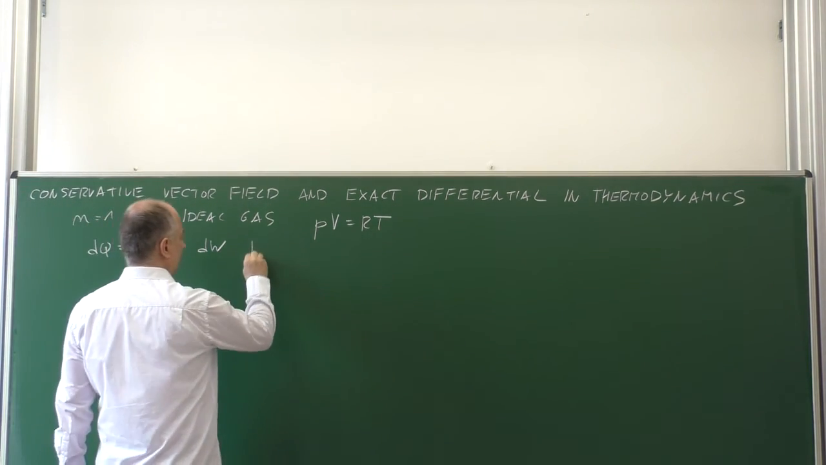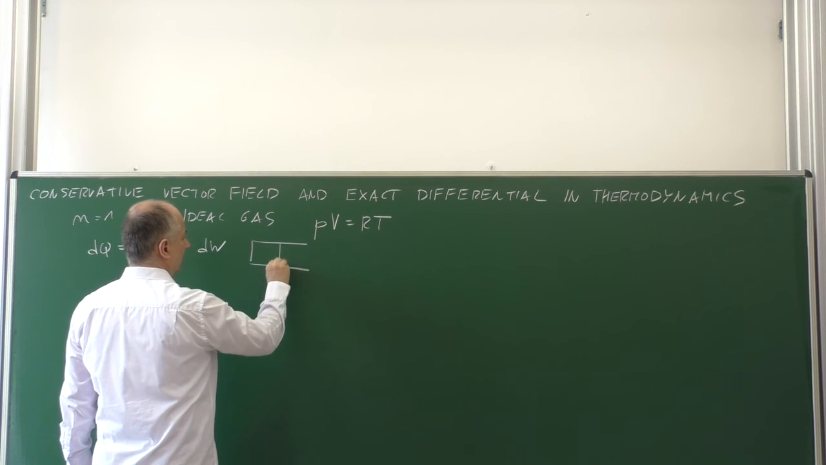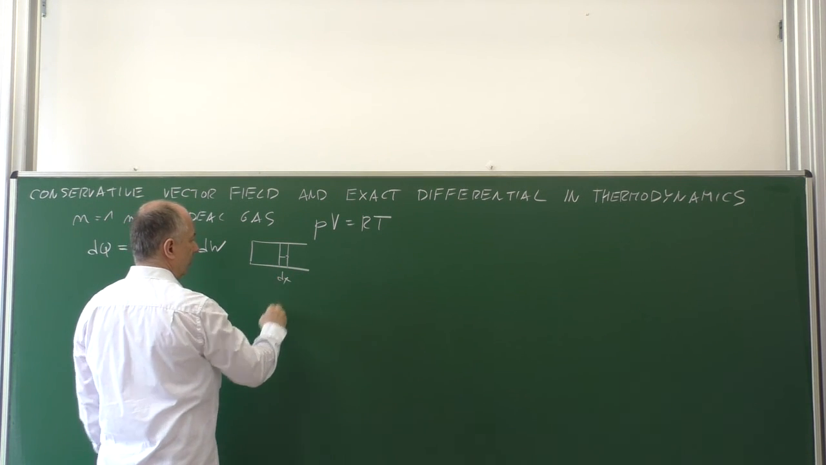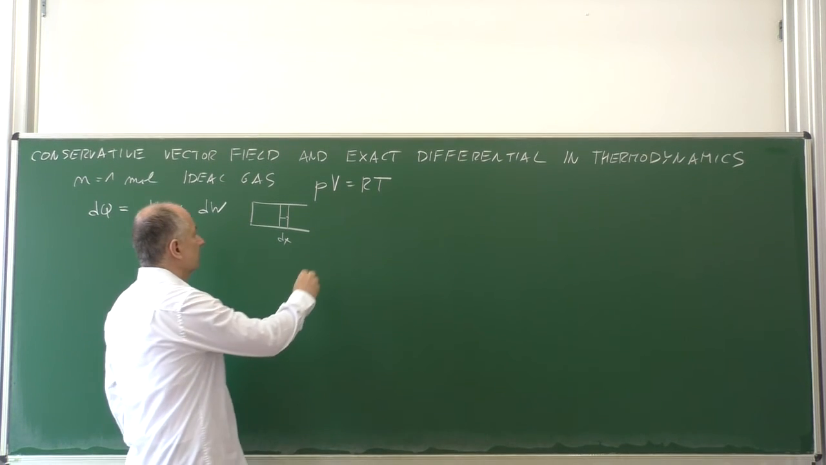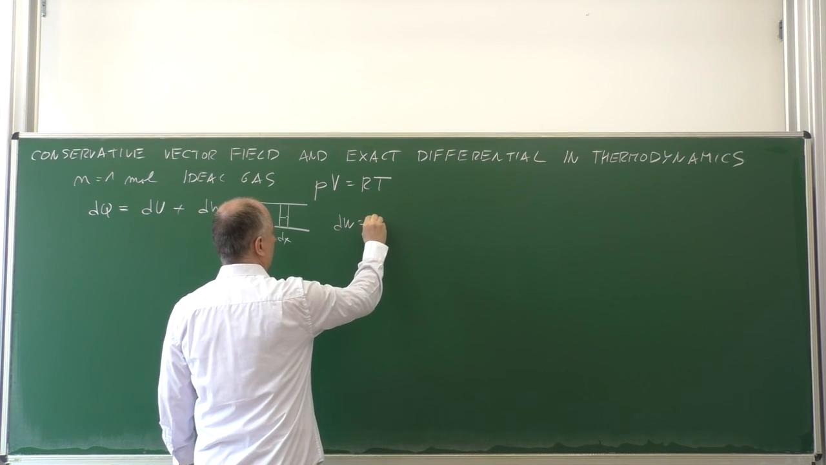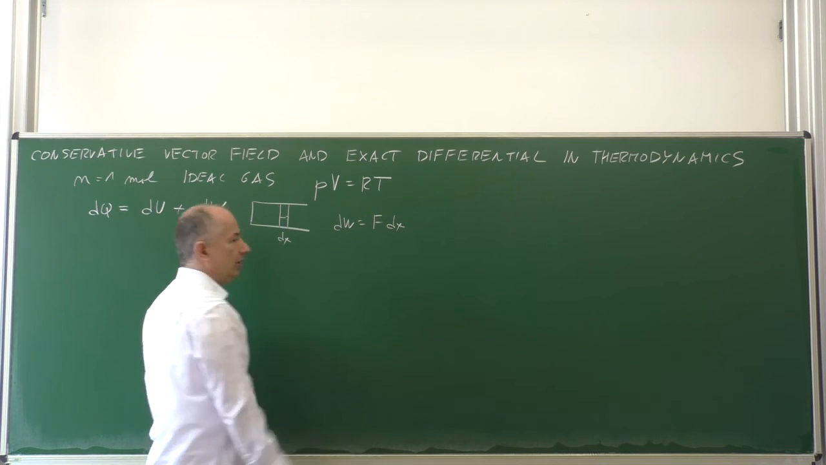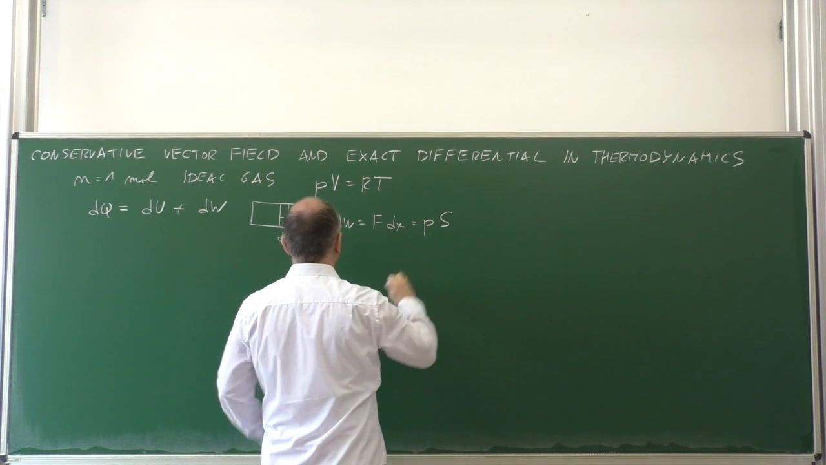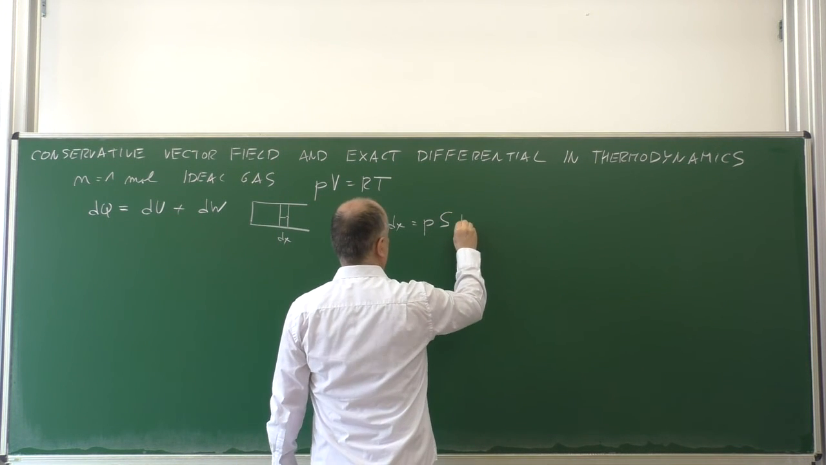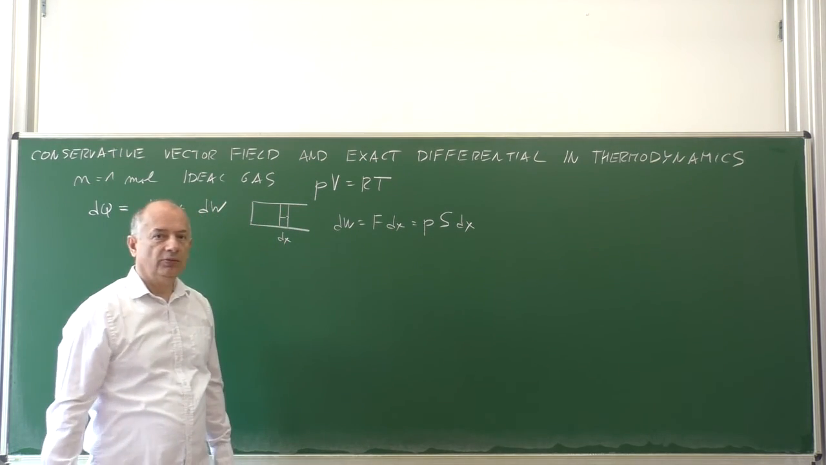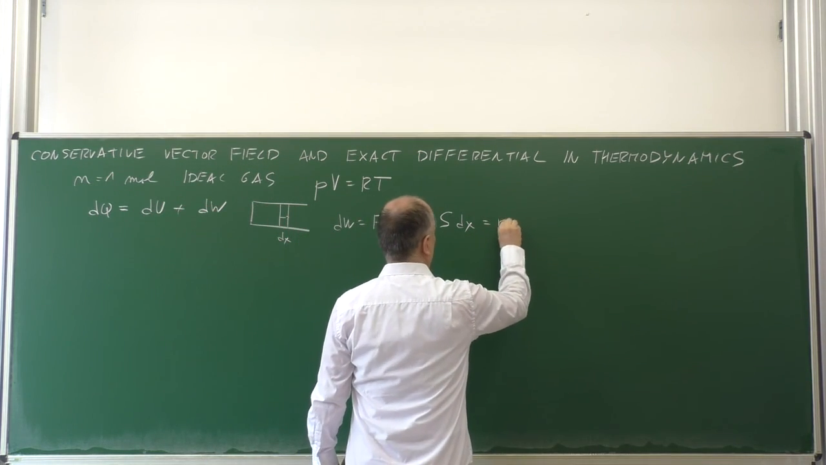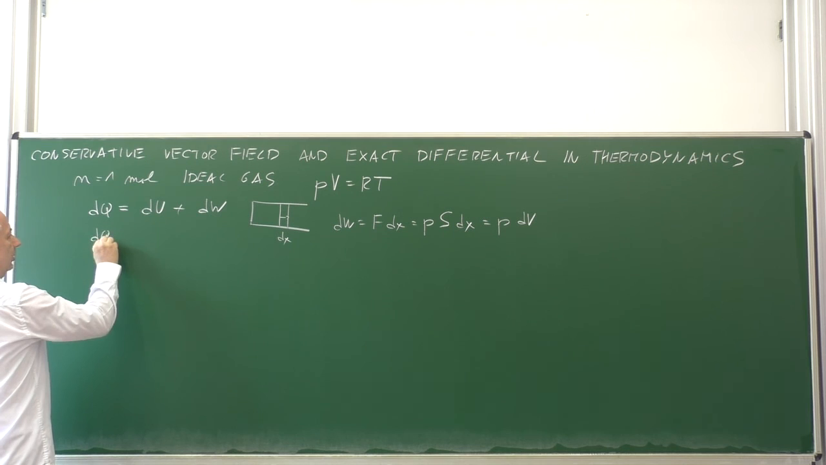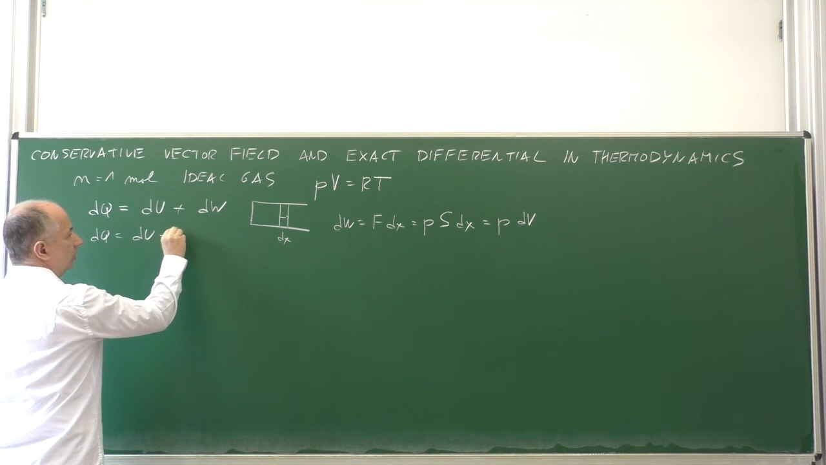If we have some gas in some vessel with a moving wall, then if the wall moves by some small amount dx, then the work done is the force times the displacement dx. But the force is the pressure times the area of this piston. But A dx is the change of the volume of the gas. So we have dQ being dU plus P dV.